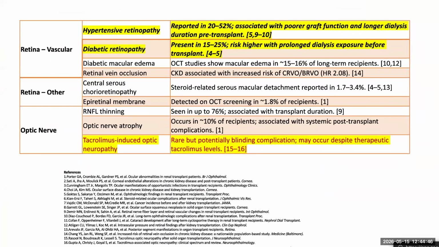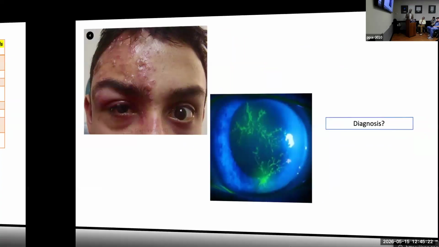And what happens in the retina? Hypertensive retinopathy, 20 to 52%, is associated with poorer graft function and longer dialysis duration pre-transplant. So after transplant, it's not something new that is happening, but it depends on how long they were on dialysis before and how good the graft is. For diabetic retinopathy, it's kind of the same. Risk is high with prolonged diabetes exposure before transplant. And tacrolimus-induced optic neuropathy is a rare but potentially serious complication. It may occur despite therapeutic tacrolimus levels.